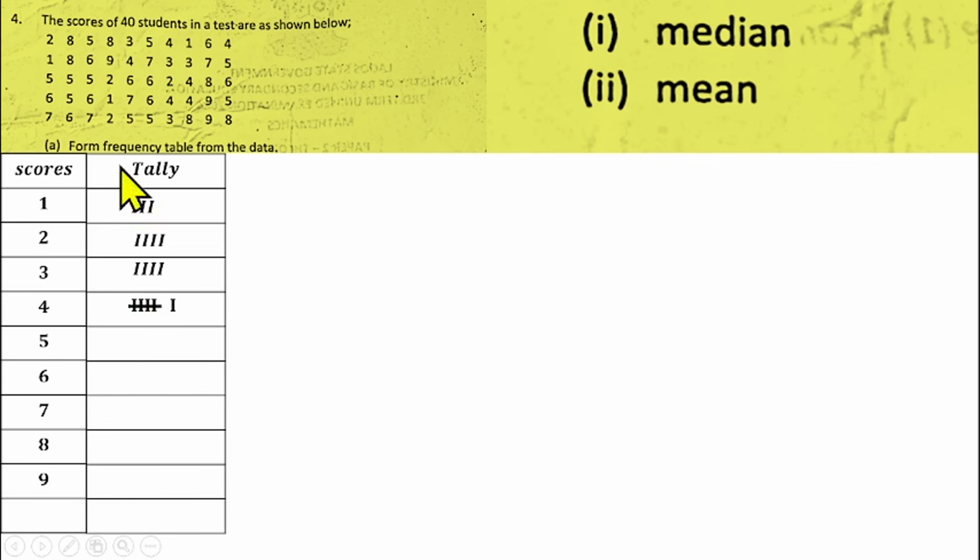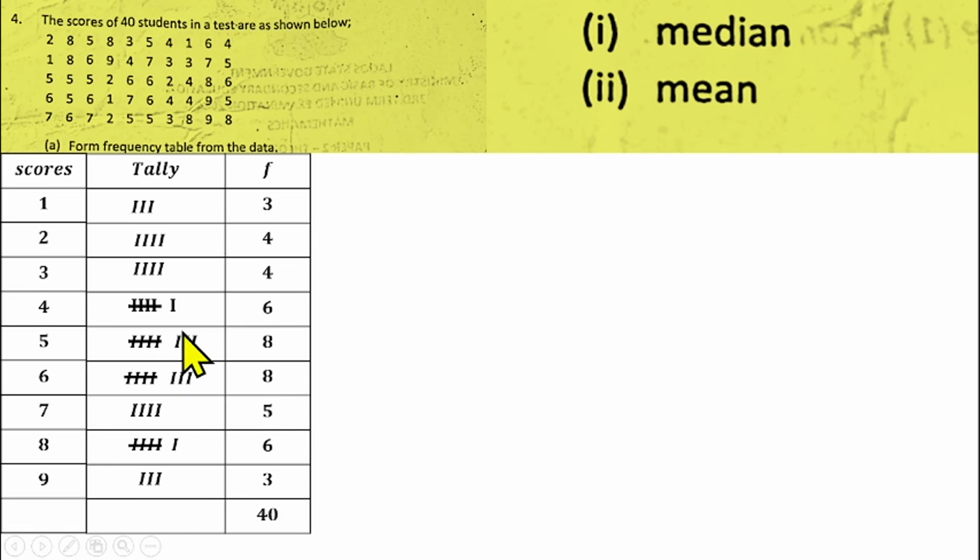Then for 5, count 5. We have 8. Then count 6 as well. We have 8 as well. Count 7. We have 4. Count 8. We have 6. And then count 9. We have 3.